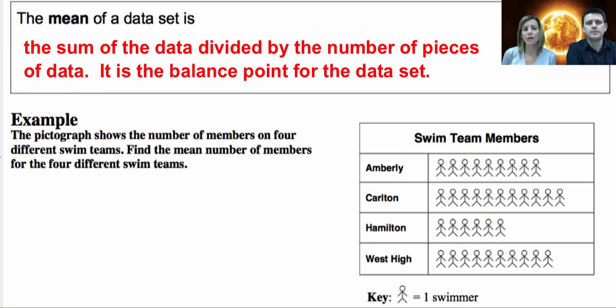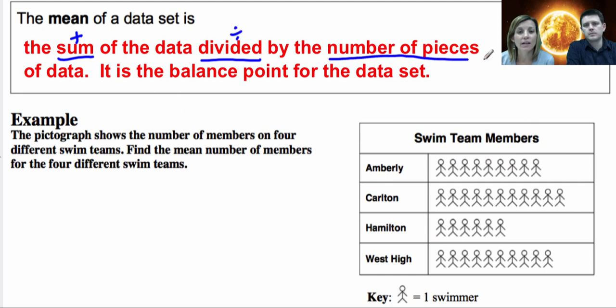So let's get our vocabulary word down. Mean is the sum of the data divided by the number of pieces of data. So we're going to add up all the numbers, whatever we get, a graph, a table, and then we're going to divide by the number of pieces of data that we have. It is the balance point for the data set.